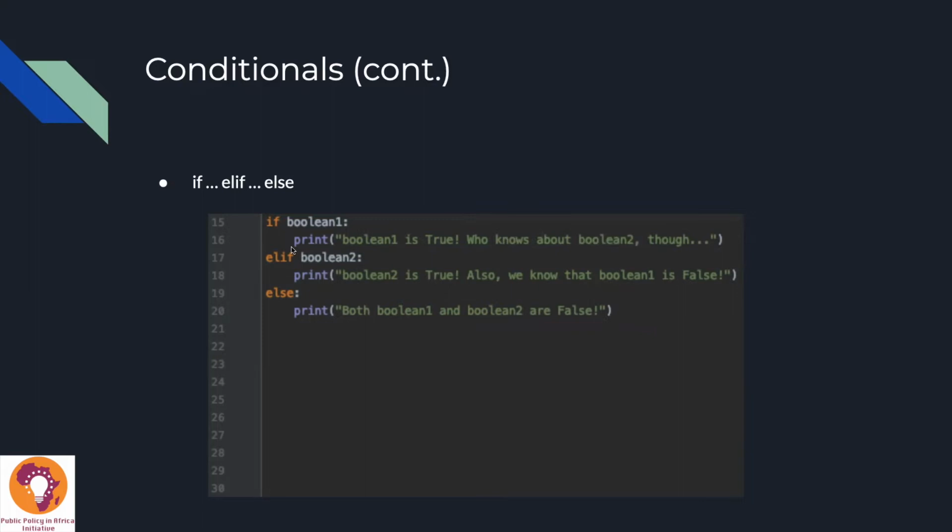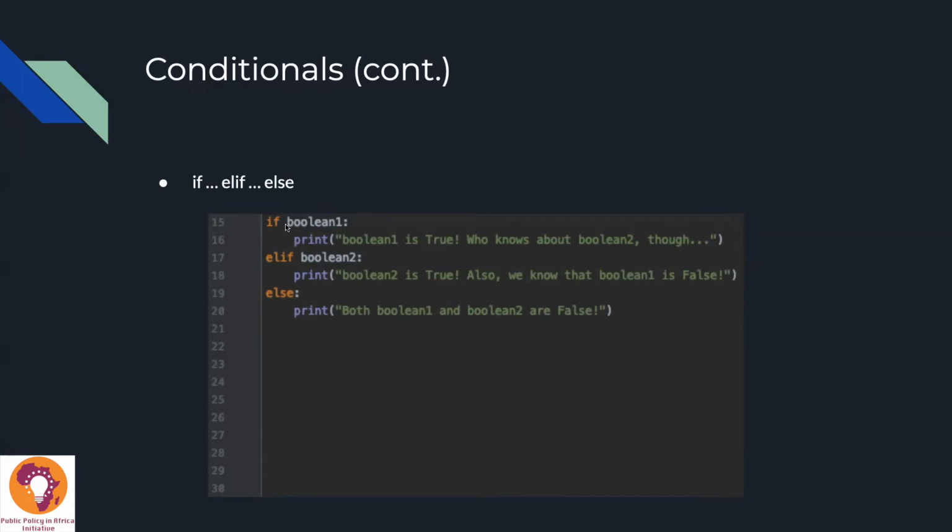Because we haven't checked Boolean 2 yet. So we don't, and we never will, because if this evaluates to true, we skip the rest of the logic in our if, elif, else. We don't evaluate lines 17 or 19 because we know that this one's true, so we just do line 16, and then when that's done executing, we skip down to line 21. This is because only one of the if, elif, or else blocks can evaluate to true, whichever one evaluates to true first.